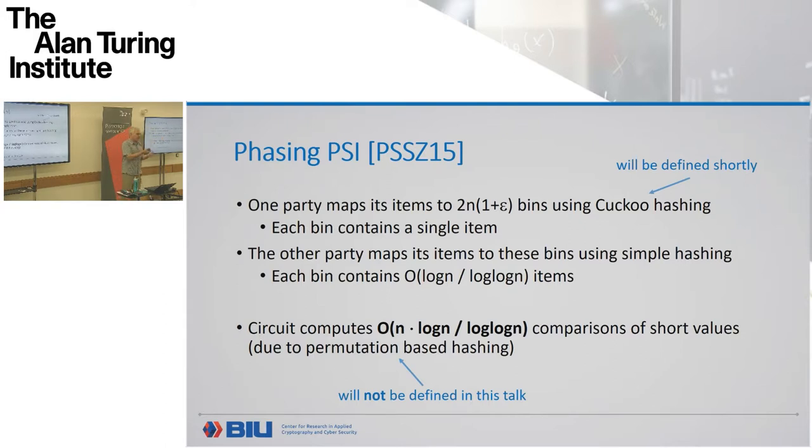Then basically you have to compare each bin of this party to each bin of that party. So you have to compare n bins, one item to log n over log log n items each. So the total number of comparisons is n times log n over log log n. It's better than the n log n that was before, but we want to reduce it to just O of n.